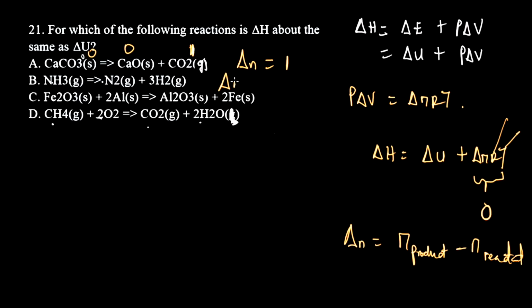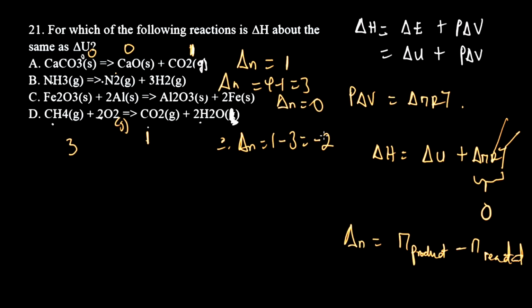For this, we have Δn to be 4 minus 1, which equals 3. This one, everything is solid, so Δn equals 0. And this one, we have 1, because this is liquid here, except if it's gas. This is liquid, and this is gaseous, right? So we have this to be 2 plus 1, so this is 3. Therefore Δn equals 1 minus 3 equals minus 2. So this is the only case where Δn equals 0. Therefore option C is the answer.